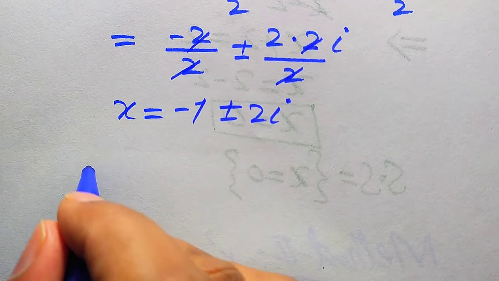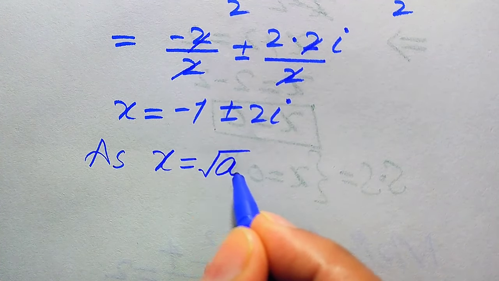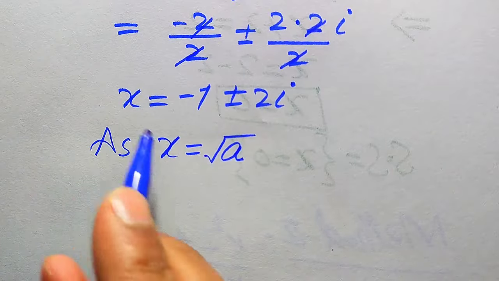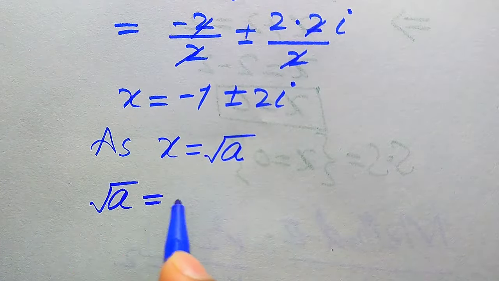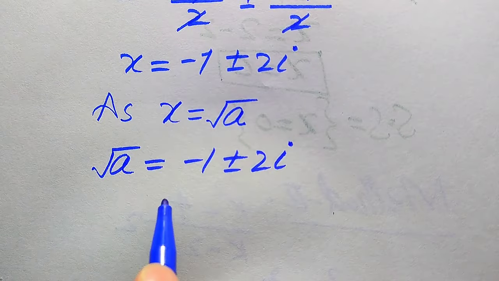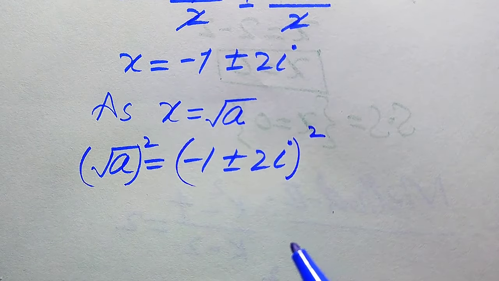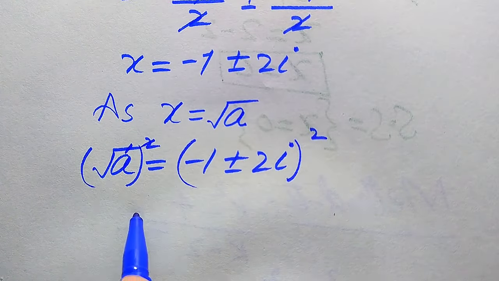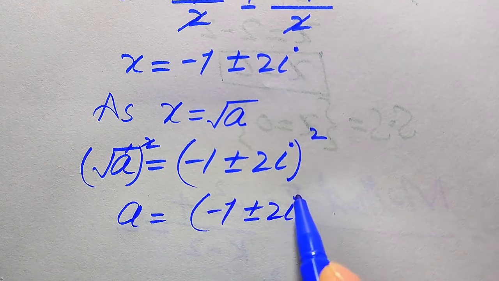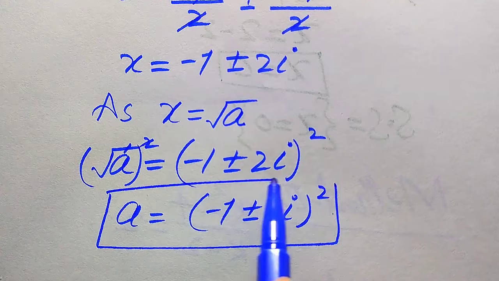And now we move backward, because at the start of the problem we took x equals square root of a. So we put this value into the above equation. After substituting, it becomes square root of a equals minus 1 plus minus 2 iota. So for the values of a we need to square both sides, and when we apply squaring it is written in this form. The 2 and the square root are gone, and we get a equals minus 1 plus minus 2 iota, whole squared. These are the other two complex roots of the given equation.